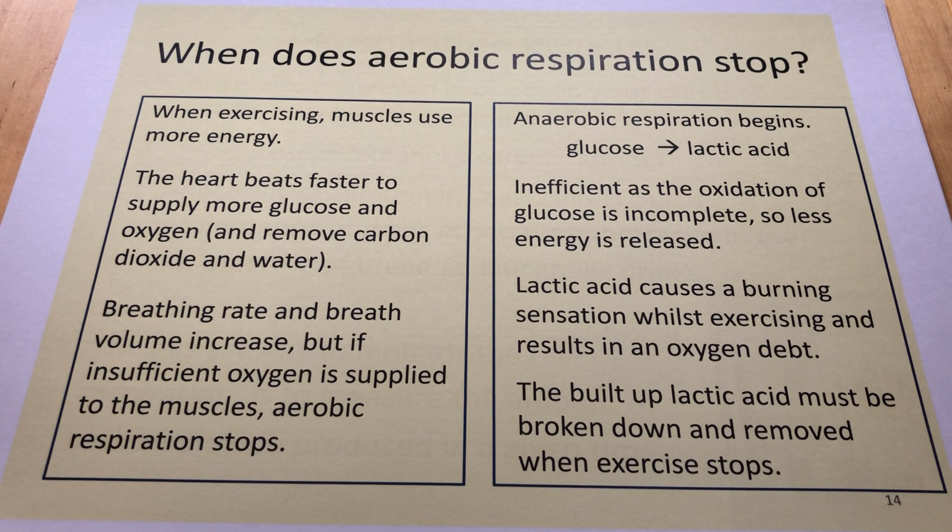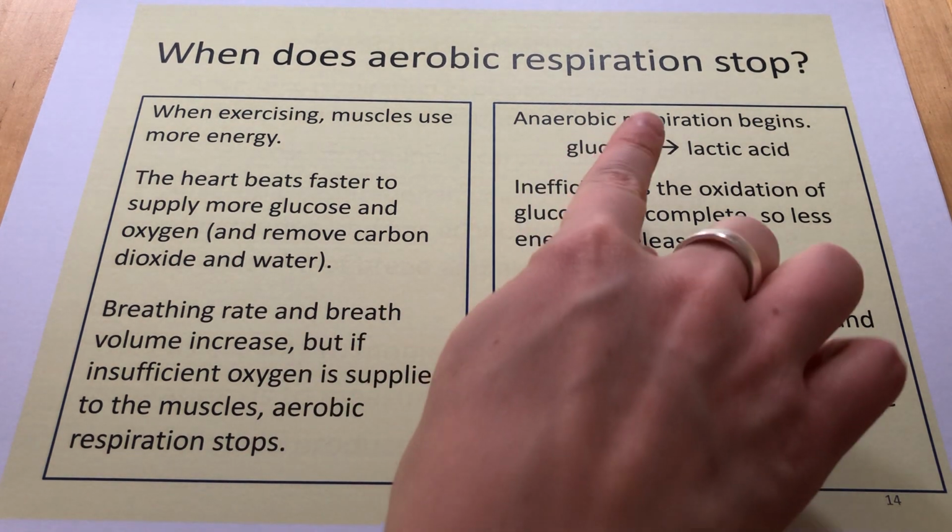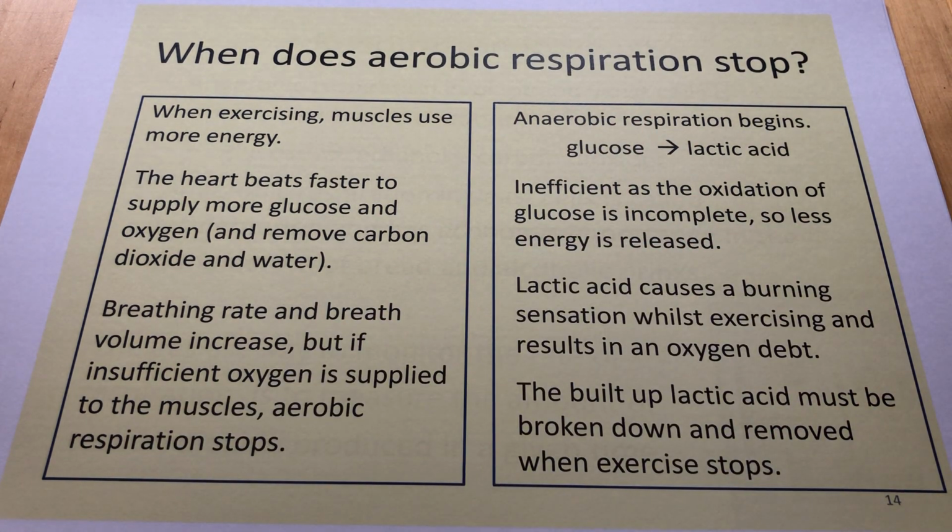When we get to the point where we are doing all of those things and we're still using more energy and we've used up all of the oxygen, we go into anaerobic respiration. This is where the glucose is still there, it's still being broken down to release that energy without oxygen, and it's producing this lactic acid. And we know when we've got lactic acid in our body because we can feel that pain in our muscles.